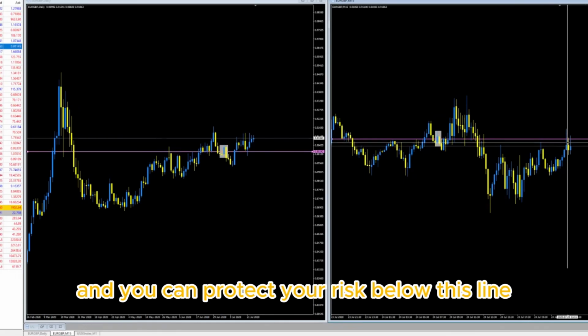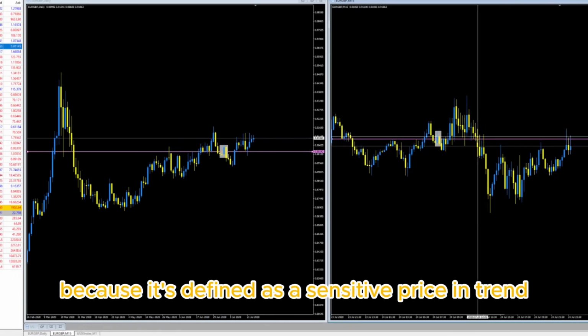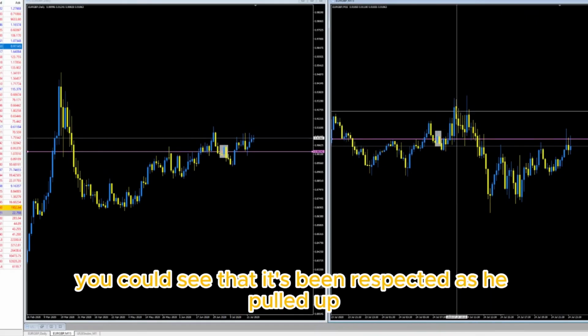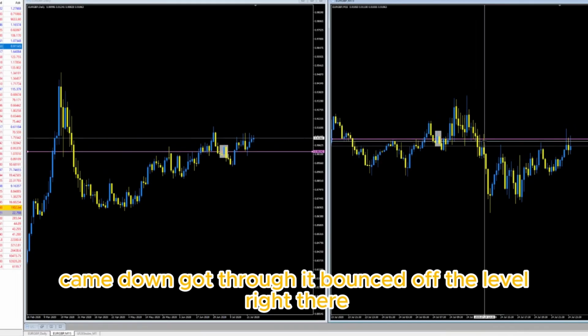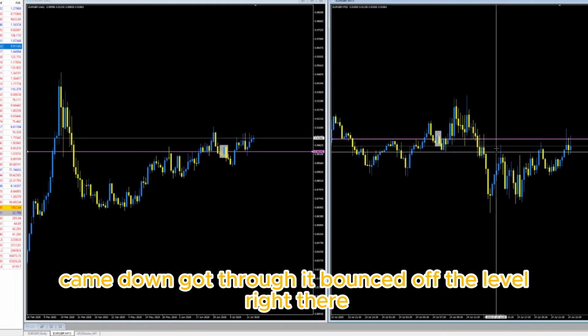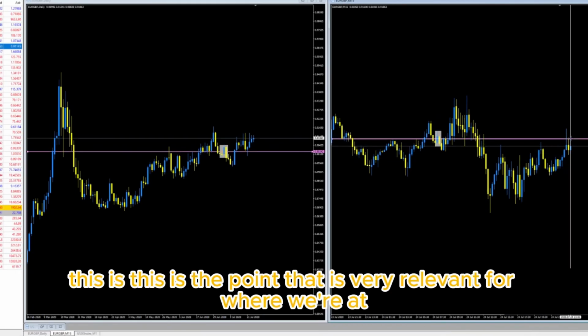And you can protect your risk below this line because it's defined as a sensitive price in trend. You could see that it's been respected as it pulled up. See how it bounced off that level here? Came down, got through it, bounced off the level right there. This is the point that is very relevant for where we're at.